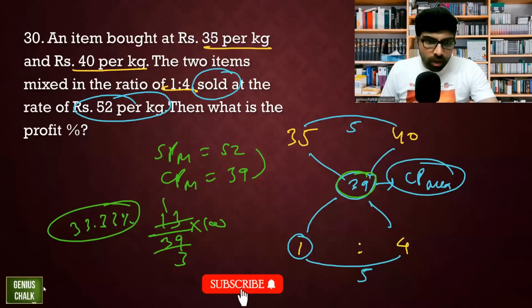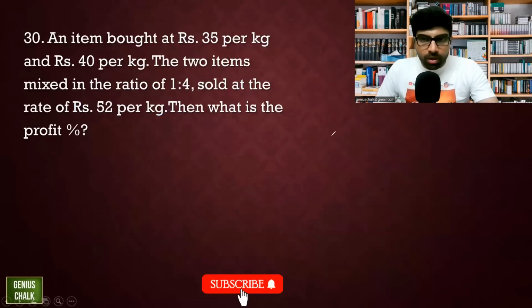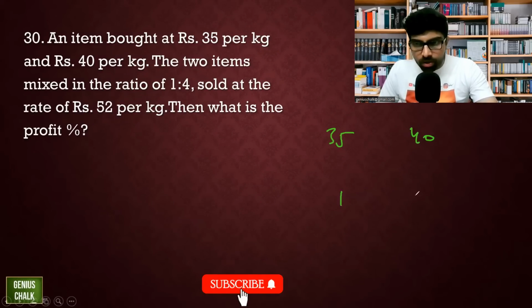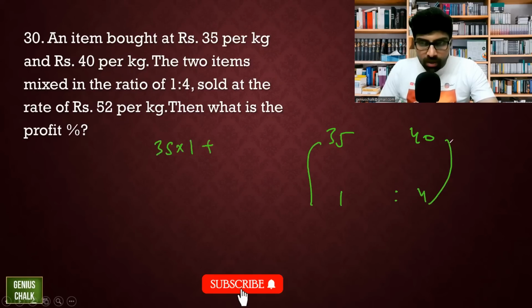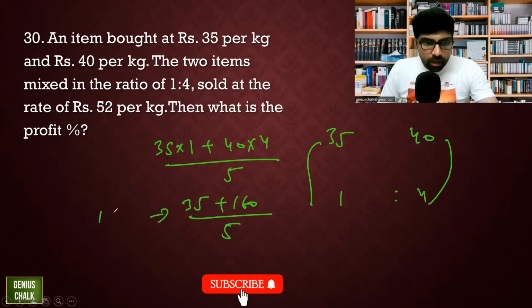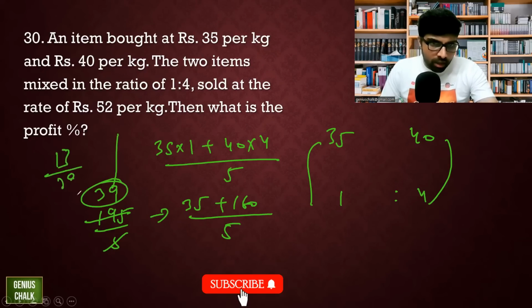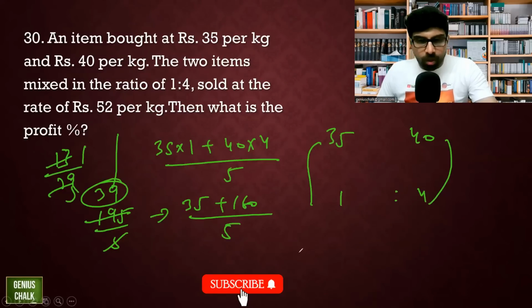Using the second approach, you can solve it. 35 rupee per kg, 40 rupee per kg. Ratio is 1:4. Even the first approach is good over here, like N1 A1 plus N2 A2 by N1 plus N2. A bit of calculation, but again, we can solve. This is not a tough calculation. So this is 195 by 5. It's coming out to be 39. Then we can compare. The difference is 13 by 39. This is 1/3. That is 33.33.